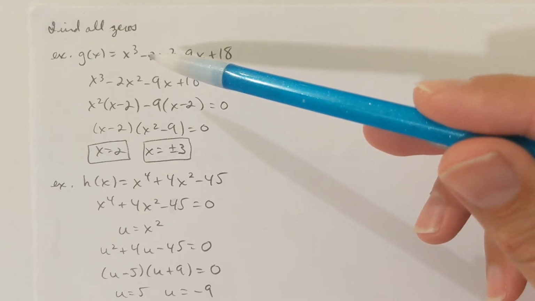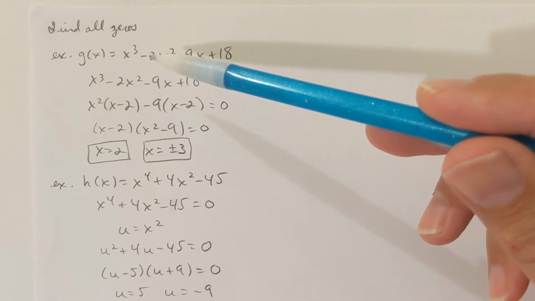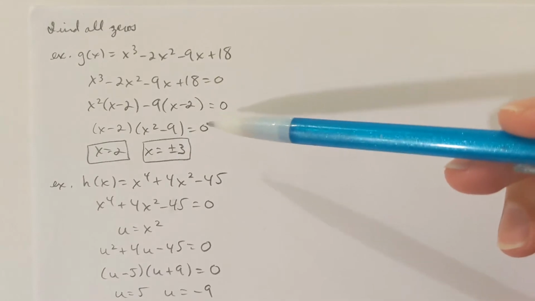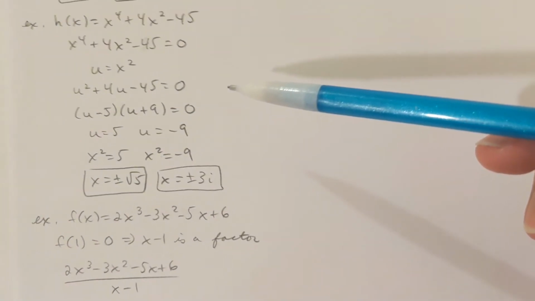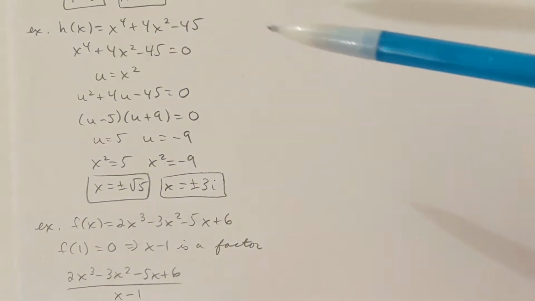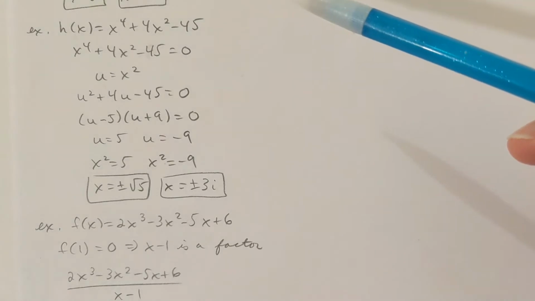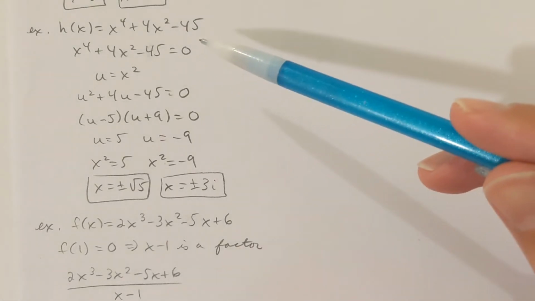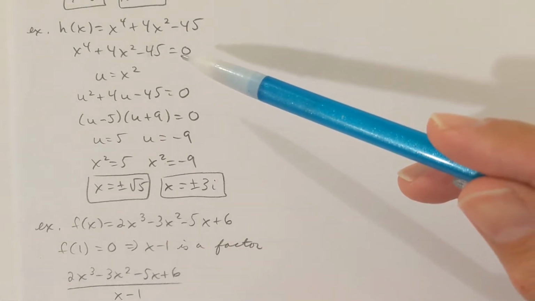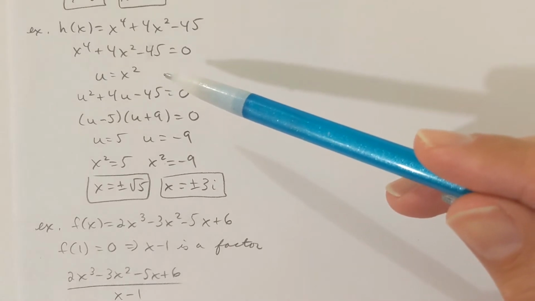Notice how the degree of the polynomial is 3. Okay. Next one, h of x equals x to the fourth plus 4x squared minus 45. Okay, so the first thing that I'm looking for in a degree 4 is if there's a common factor. There isn't. The next thing that I'm looking for is if I can make a u substitution.